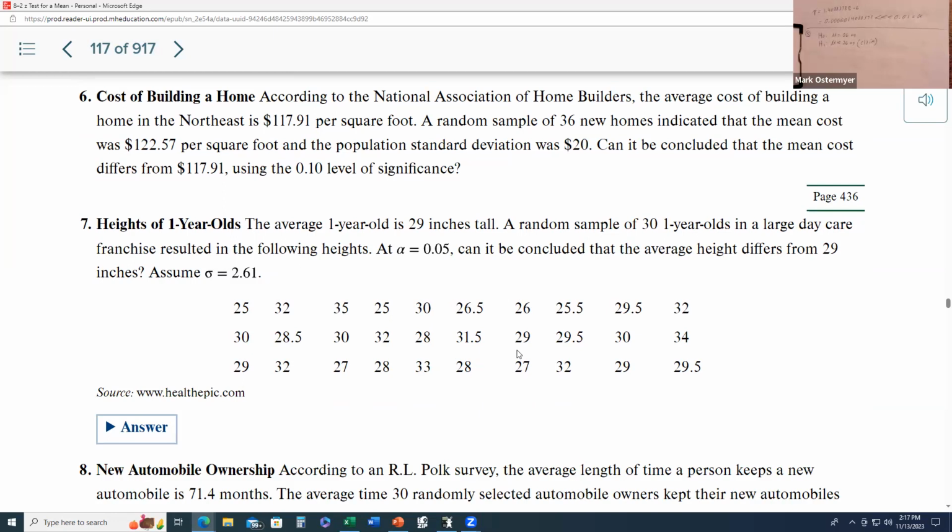All right, ladies and gentlemen, number 7. This is the last one here. You're going to have to put your data into a list and then find the mean of this sample here. So go ahead. We'll call this the last classwork today. Notice it says at the 5% level, can it be concluded the average height differs from 29 inches? Therefore, this would be a two-tailed test. You go ahead and conduct this test using your z-test function on your calculator. I'll write the hypotheses out right here.